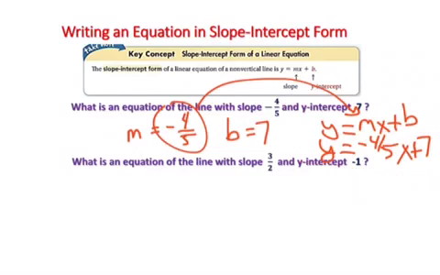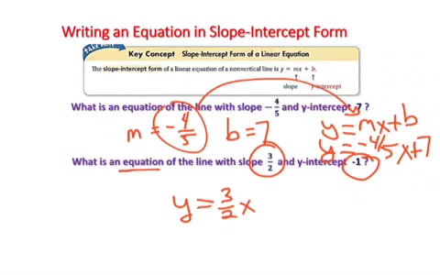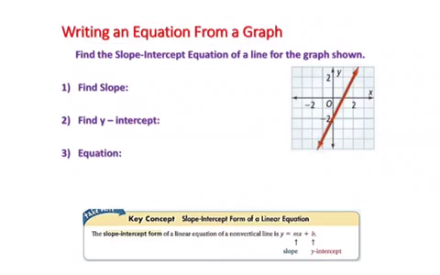Next one, what's the equation of a line with slope 3/2 and y-intercept -1? So the slope is attached to the x. So we'll have y equals 3/2 attached to the x for every x, but starting at -1. And that's our equation.